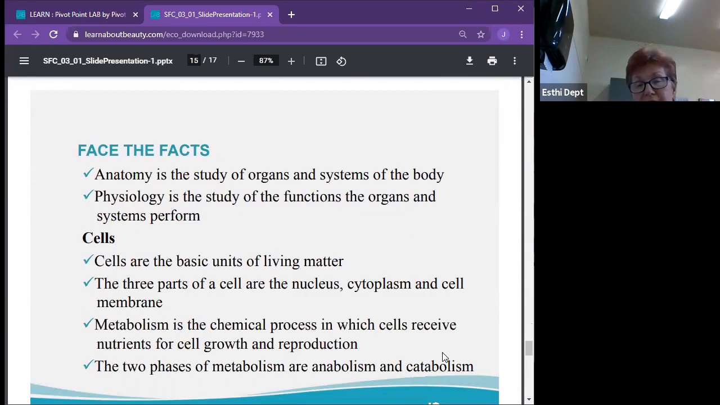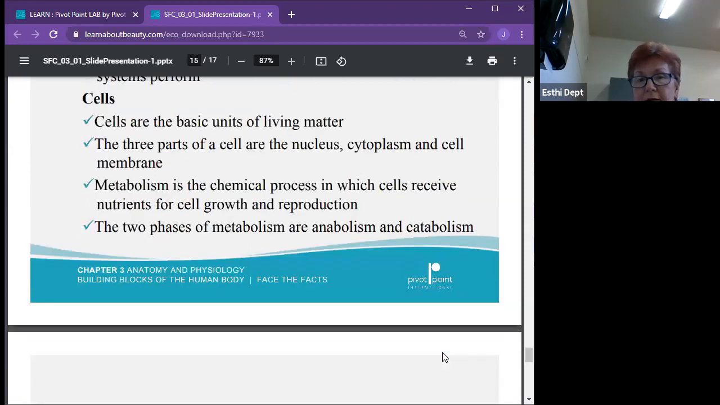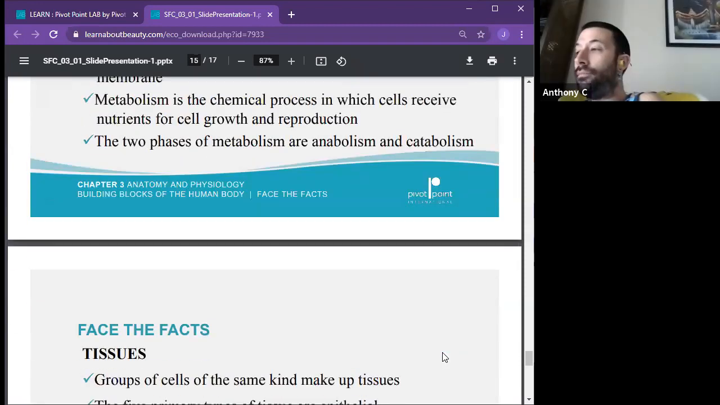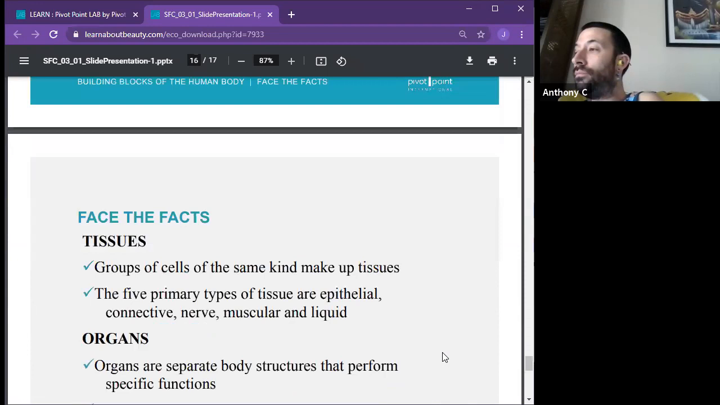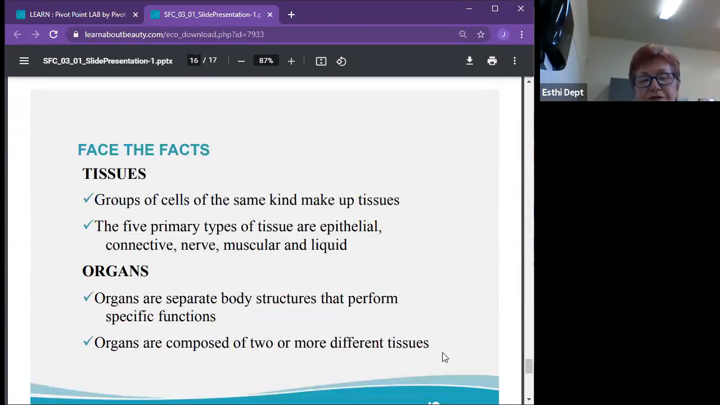Metabolism is the chemical process in which the cells receive nutrients for cell growth and reproduction. And the two phases of metabolism are going to be anabolism and catabolism. Which one's building up? Good. Anabolism. All right. Tissues. These are groups of cells of the same kind that make up tissues. There are five primary types of tissue: epithelial, connective, nerve, muscular, and liquid. You have a test question on the connective.